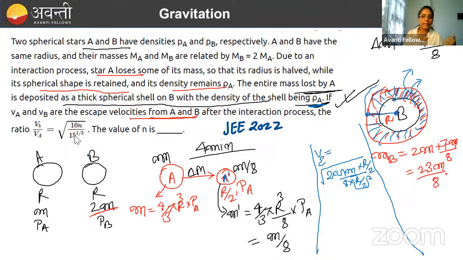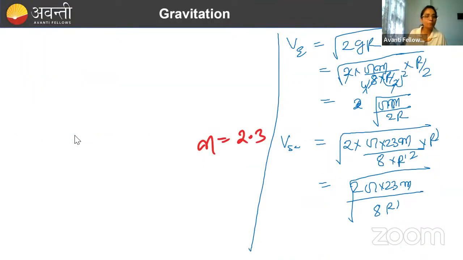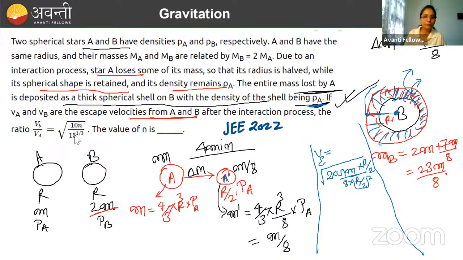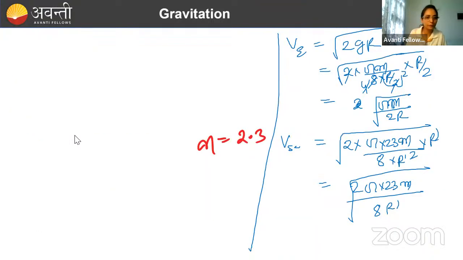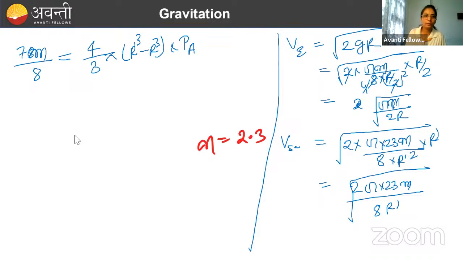Done. So if we are going to calculate its mass from volume into density, what will be the volume of this? If you are going to calculate its volume, it is 4/3 pi r' cube minus the volume of the inner radius, we subtract it from the bigger volume, then we will get this small volume. So what will be the mass? The mass we already know is 7m/8, and that will be equal to how much? 4/3 pi, r' cube minus r cube, into rho A.